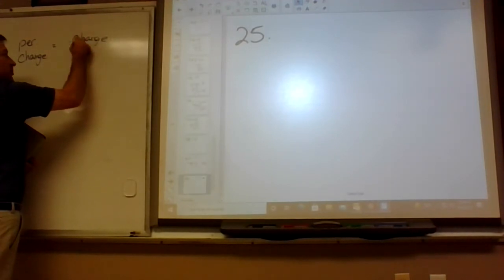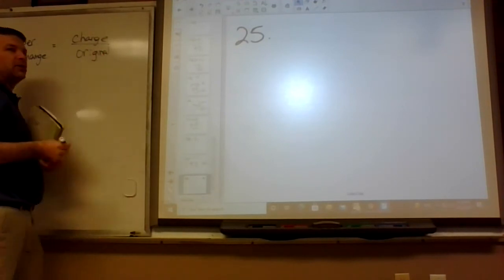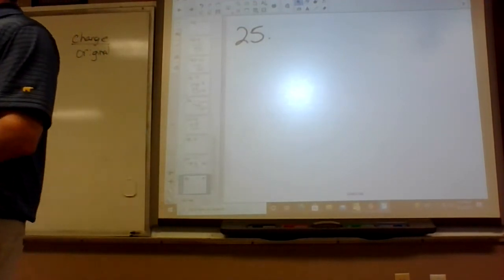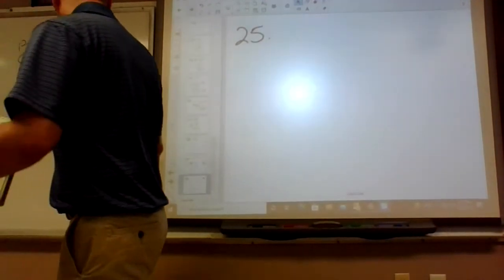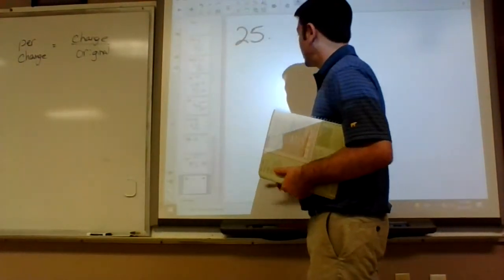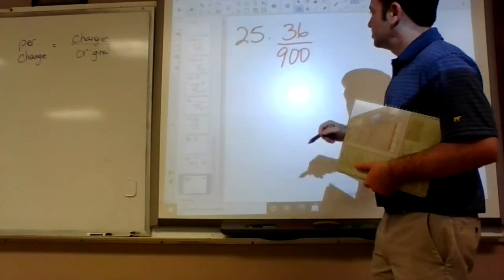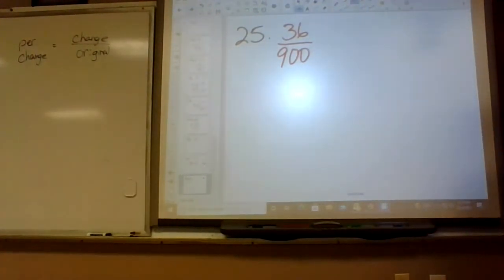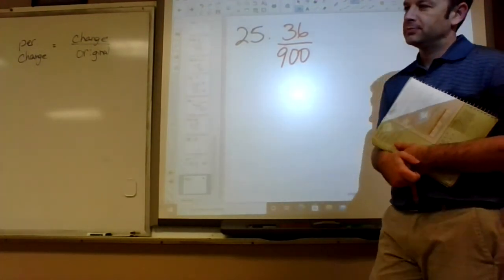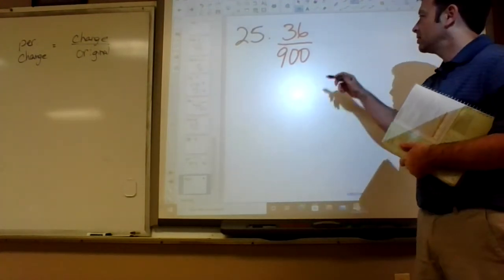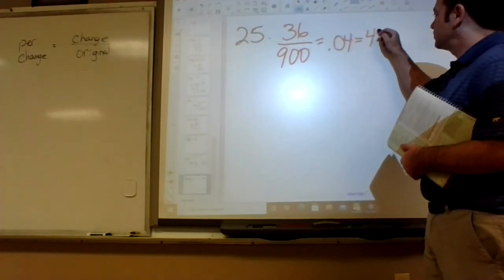Okay. Change divided by original. What is the change on number 25? 36 is the change. What is the original? 900. What's 36 divided by 900? 0.04. What percent is that? 4%.